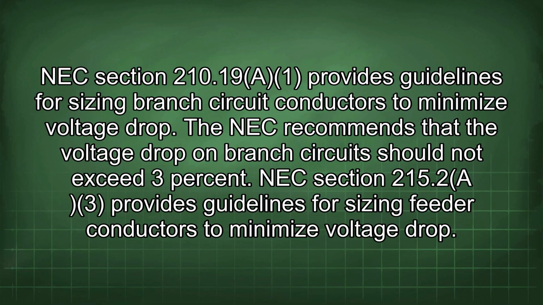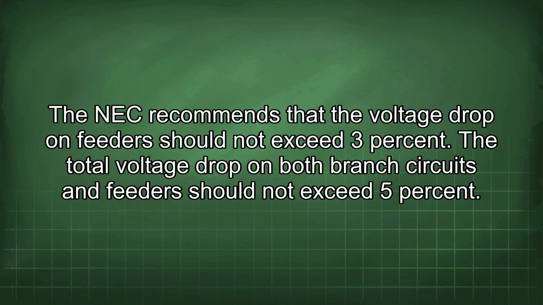NEC Section 215.2(A)(3) provides guidelines for sizing feeder conductors to minimize voltage drop. The NEC recommends that the voltage drop on feeders should not exceed 3%. Total voltage drop on both branch circuits and feeders should not exceed 5%.